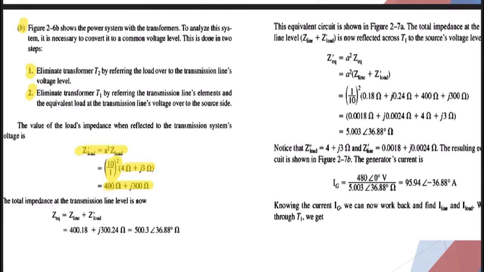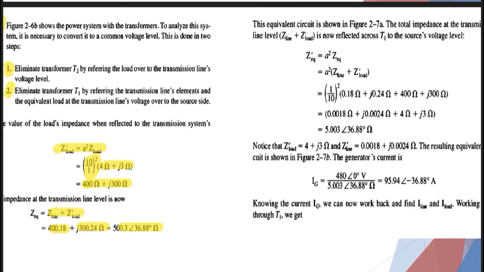So the total impedance at the transmission line level is now Z equivalent equals Z line plus Z load dash. We'll just add them together here. So it will be 400.18 plus j300.24. We will convert now to the polar form by using the calculator here: 500.3 with the angle 36.88 ohm. Okay, guys, now we'll move to the next step here.